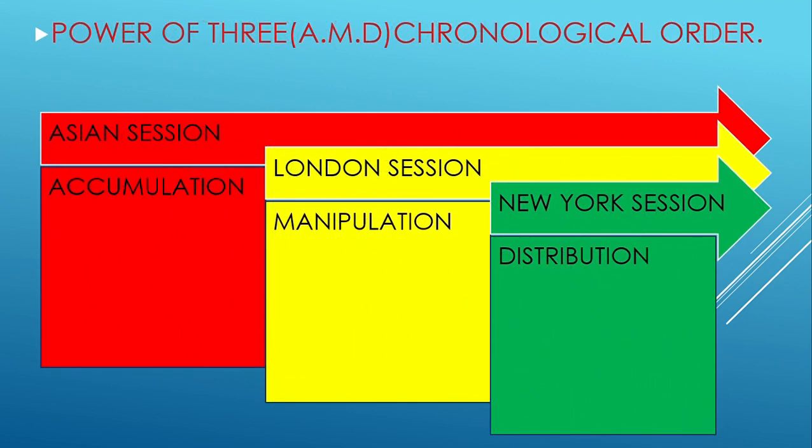Power of 3, AMD chronological order. The Asian session is the accumulation phase, the London session is the manipulation phase, and the New York session is the distribution phase. So we do not trade the Asian session, as this is the accumulation phase, but we are allowed to trade the London session since it sometimes overlaps with the New York session.